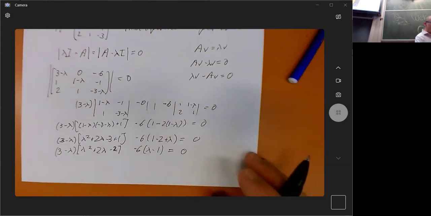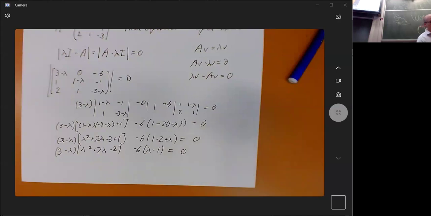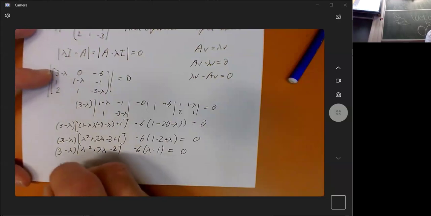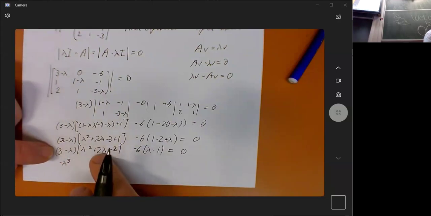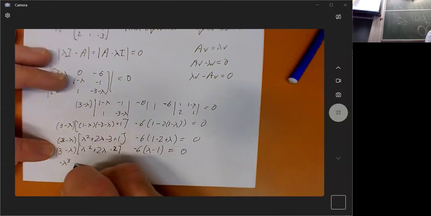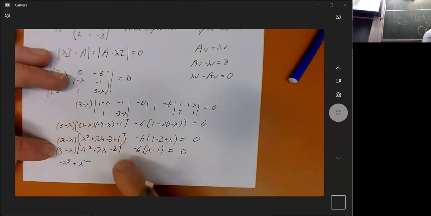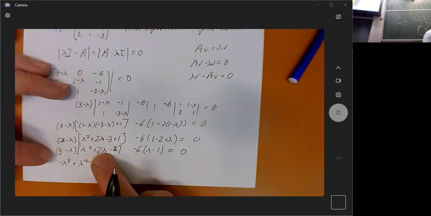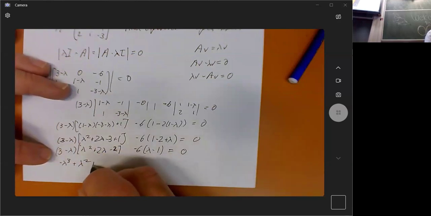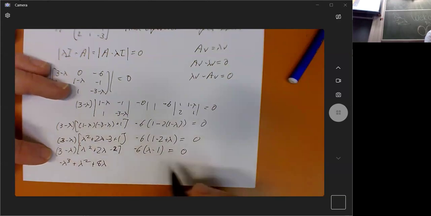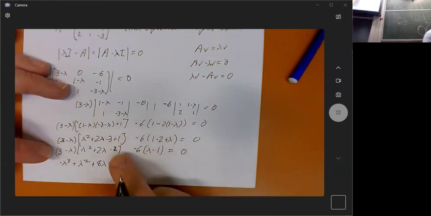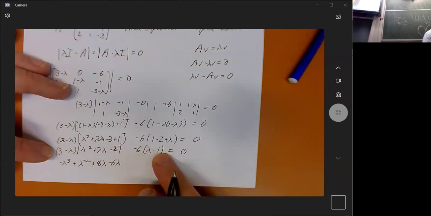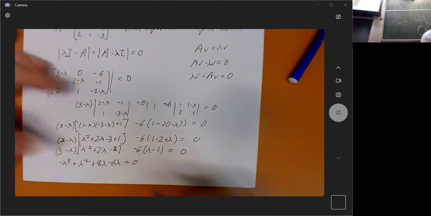So part of me is going, oh, that's not going to work out nicely. I am actually going to have to expand to a cubic, whether I like it or not. And trust me, I don't like it. Minus lambda cubed. So this is going to get me minus 2 plus 3, so that's going to get me plus lambda squared. That's 2 plus 2 plus 6, so that's 8 lambda. And here I'm going to go minus 6 lambda. And then minus 6 plus 6. Oh, equal to 0. Sweet.